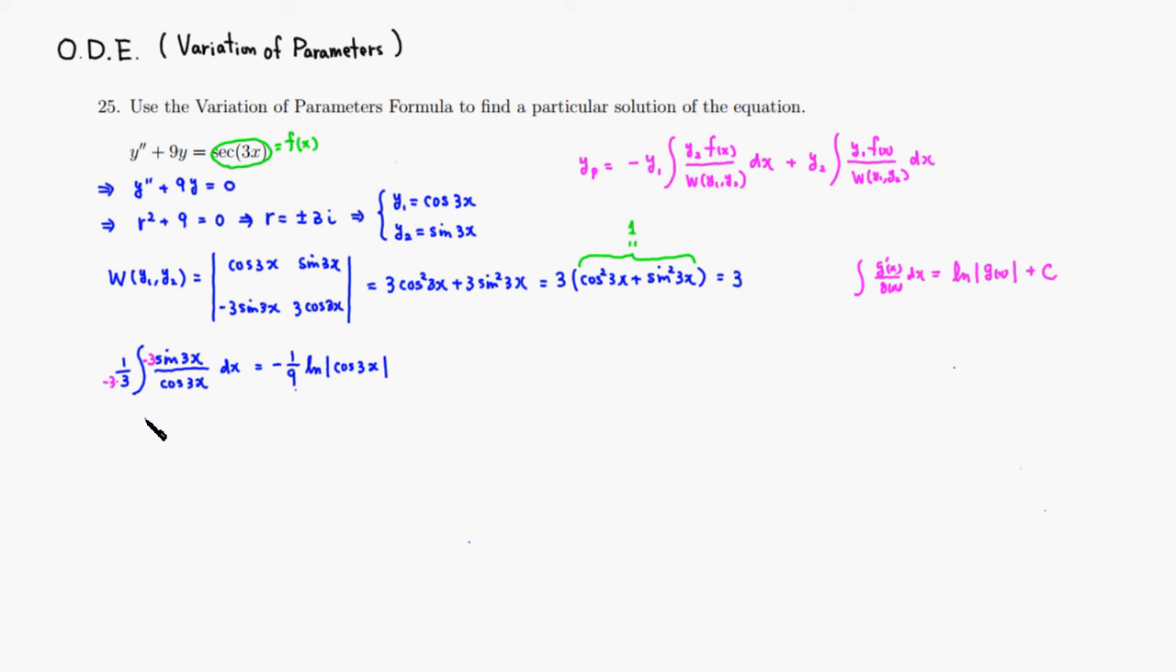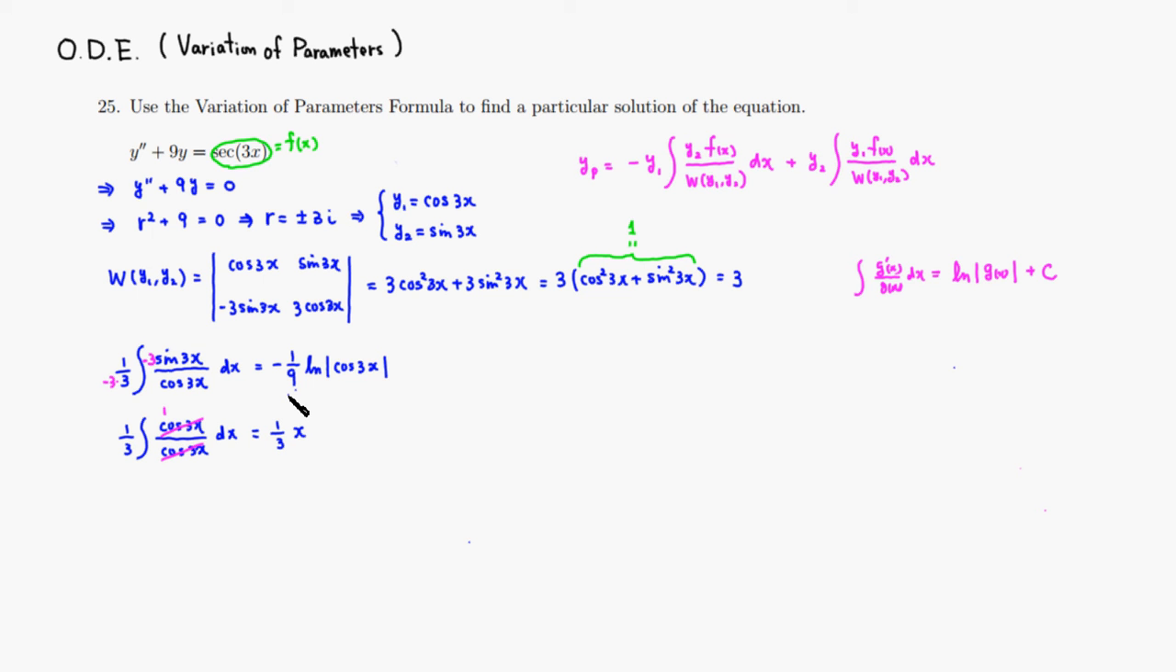Let's compute the second integral. So you have an integral where y1 is cosine of 3x over, since secant is 1 over cosine, which is kind of convenient, cosine of 3x, and divide by the Wronskian again, so 1 over 3, with respect to x. We can cancel cosine of 3x and cosine of 3x, and you just get 1. So the antiderivative is extremely simple: it's 1 over 3 x.